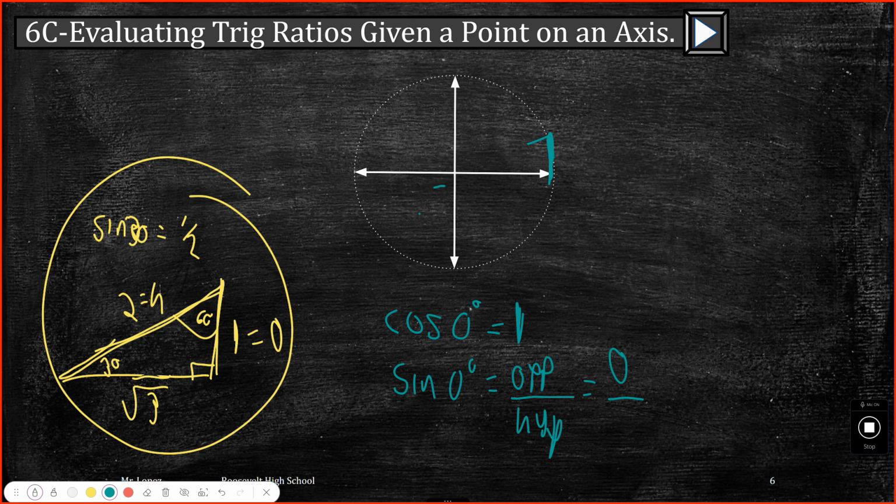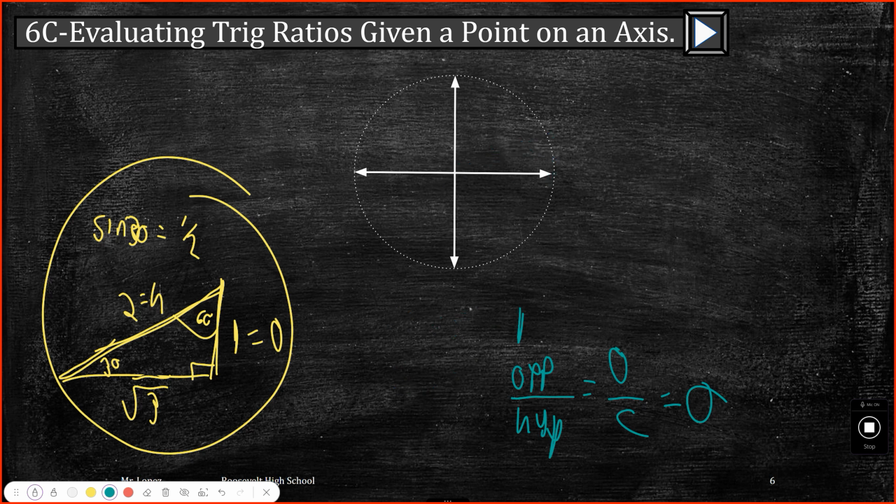0 over whatever this hypotenuse length is, whatever actual number it is. 0 over any non-zero number would be 0, because it's still a length. So the answer for sine of 0 should be 0. Put it in a calculator just to make sure. Sine of 0 is 0. Yes, that's what it says.